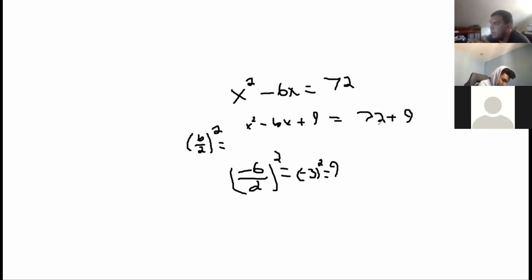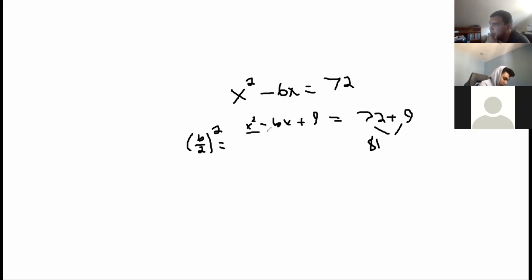But then here, 72 plus 9, I want to add that to make it a little bit more simple. So that's going to become 81. Okay. So now I got something else to do. Let me erase this. Now this right here, Shayna, looks familiar. How does it look familiar to you? Because it's like A, B, and C.